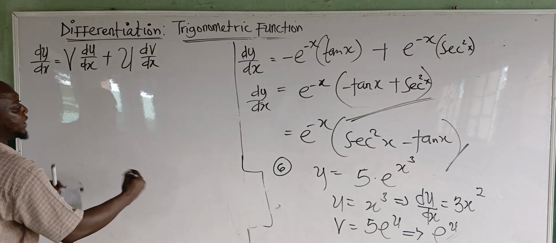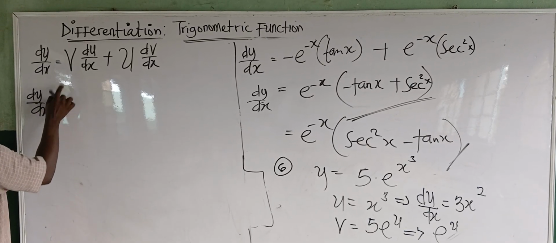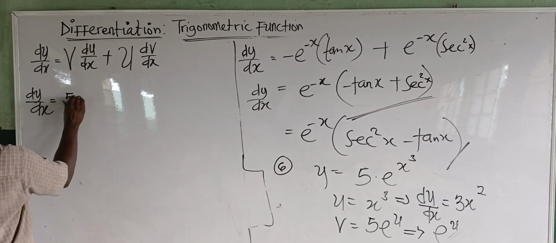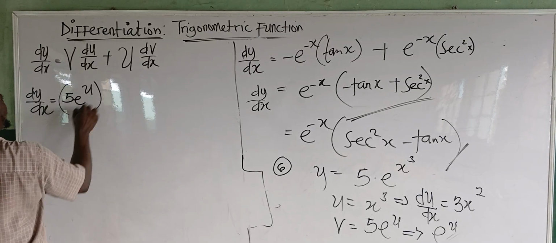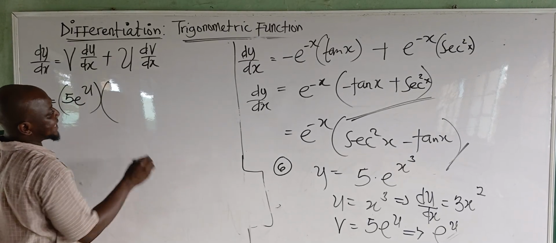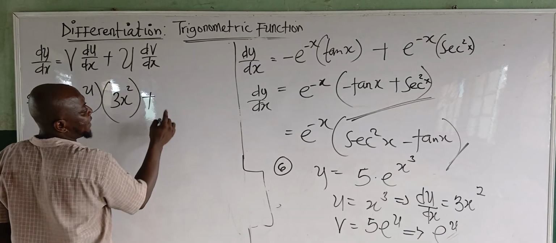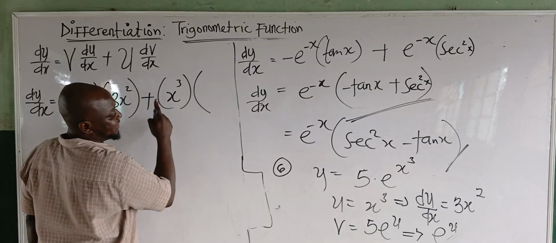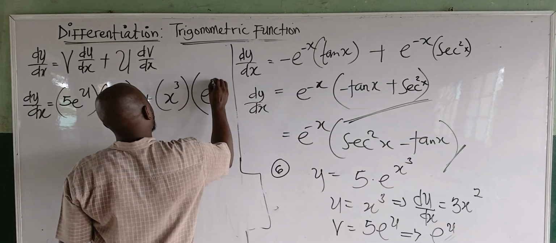So what do you now know? When we say applying chain rule, product rule here, what is my v going further? My v initially is 5 e^u. And what is there for my du/dx? My du/dx there is 3x squared. Plus here, what is my u from the beginning? My u from the beginning is this value. And then what is my dv/dx here? My dv/dx here is this value.